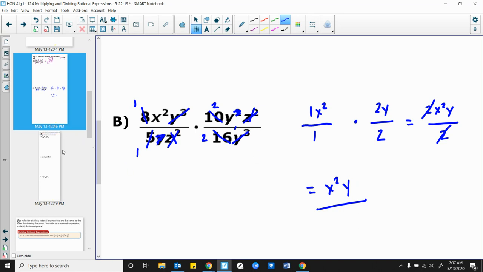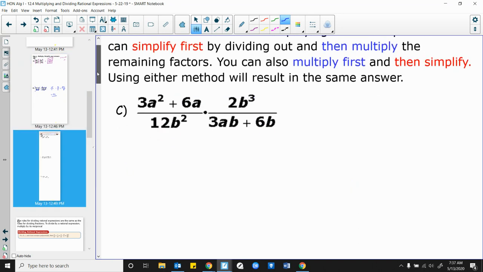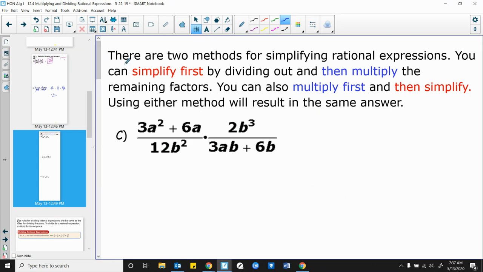Okay. Now, these are where they get more complicated. There are 2 methods for simplifying rational expressions. You can simplify first by dividing out and then multiply the remaining factors, or you can multiply first and then simplify. Using either method will result in the same answer. It will. My tip to you, and what I'm going to do throughout all of the notes, is we want to simplify first.